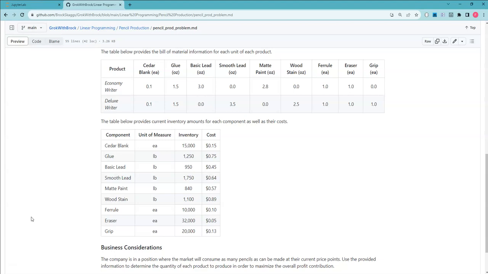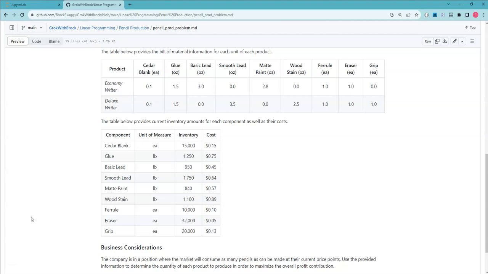We're also going to have to be careful with units a little bit here, because notice for the glue, the unit of measure down here is in pounds, so we have 1,250 pounds, but the bill of material shows that value in ounces, just because it's more convenient to me as I look at the bill of material.